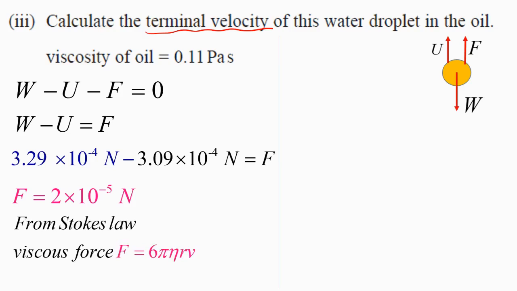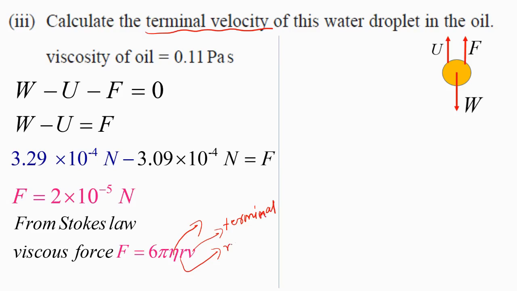Stokes law. What do you mean by Stokes law? Stokes law states that the viscous force offered by an oil to a spherical ball is equal to, viscous force F is equal to 6 pi eta R V, where eta is the viscosity, R is the radius of the sphere, and V is the terminal velocity.